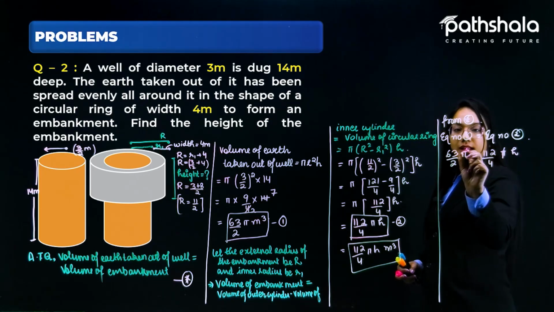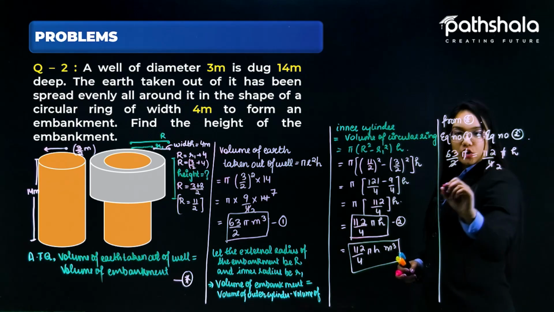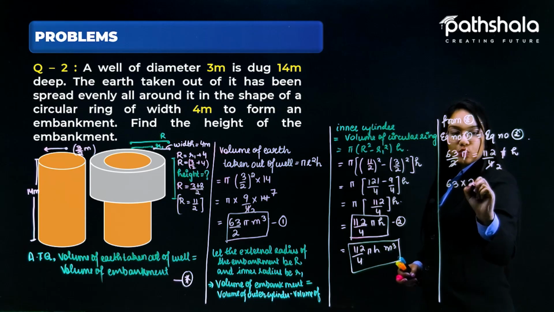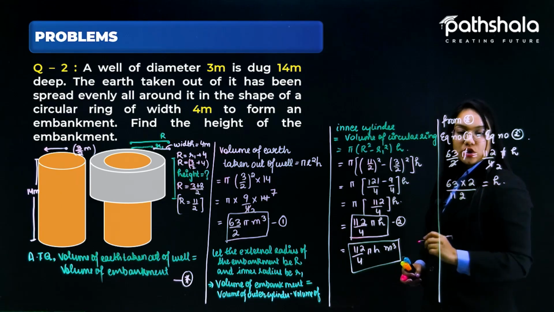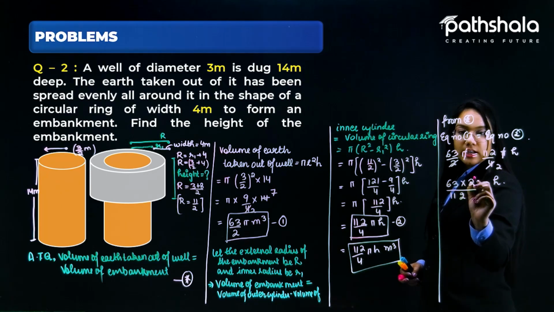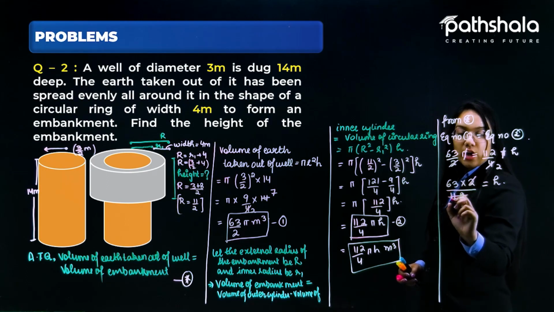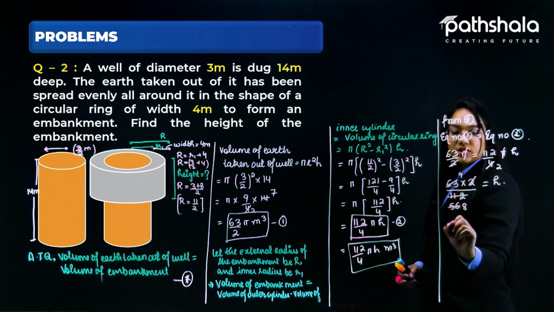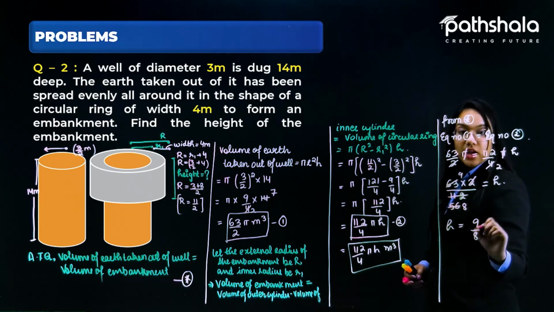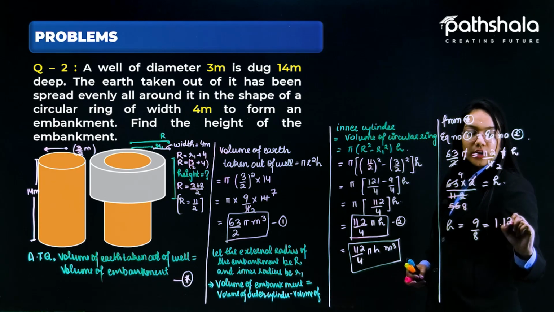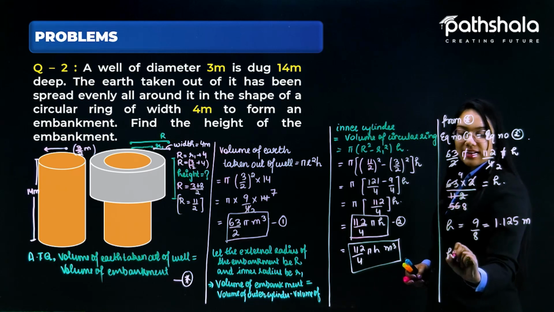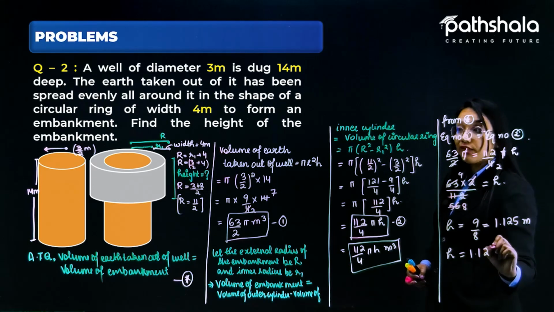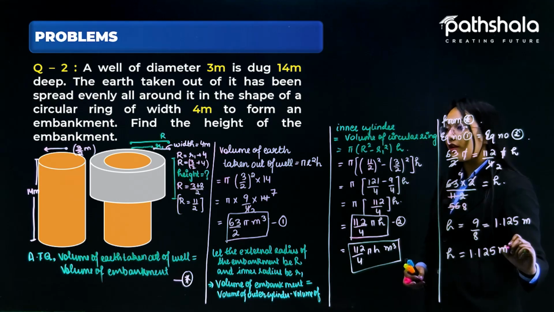So pi and pi get cancelled with each other. 2 and 2 is 4. So we are getting 63 into 2 divided by 112, which is equal to h. At the end, h is coming out to be equal to 9 by 8, and 9 by 8 is 1.125 meters. So hence at the end we are getting the height as 1.125 meters.